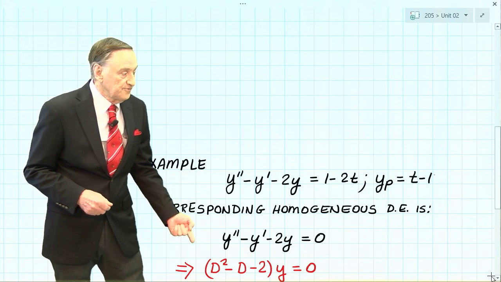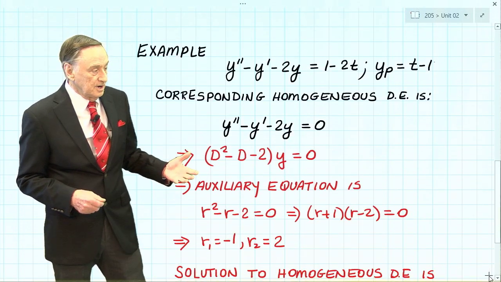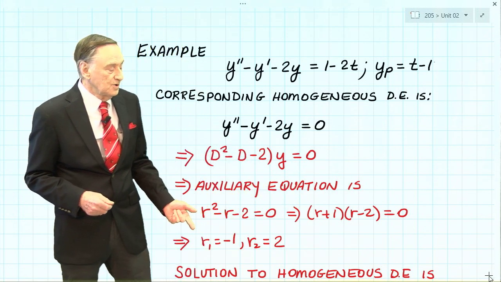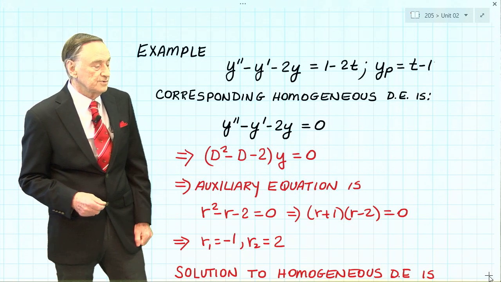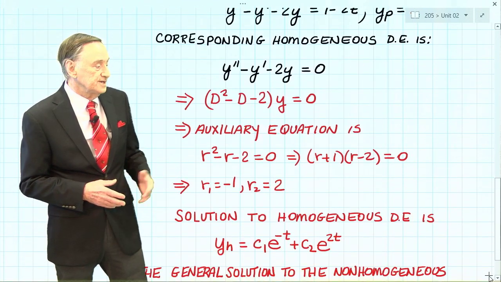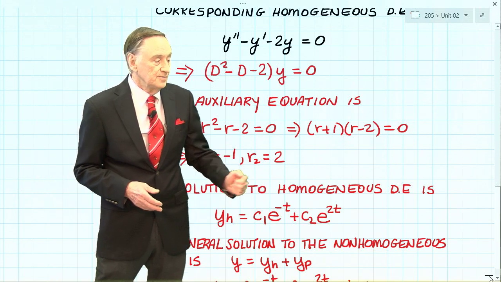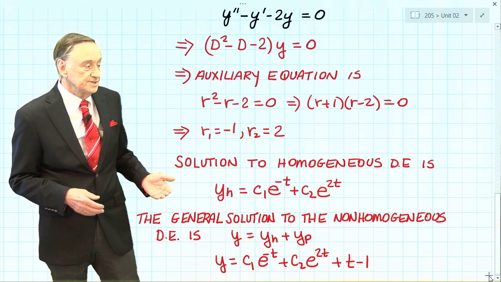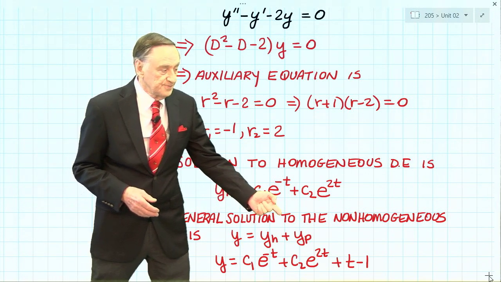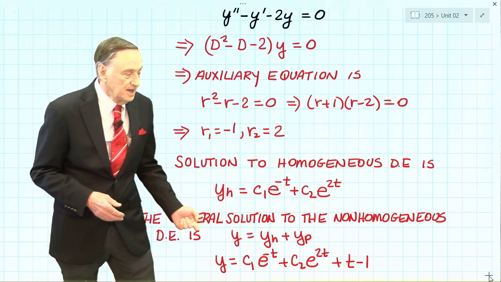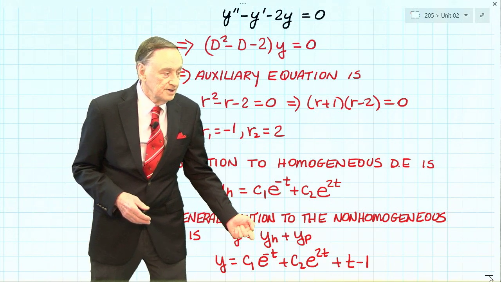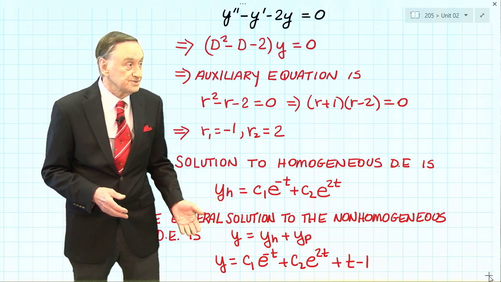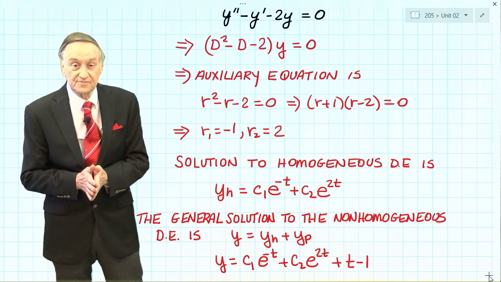And we get this in operator form, D squared minus D minus 2 operating on y is 0. That gives us this auxiliary equation, which factors. We get r1 equal to minus 1, r2 equal to 2. So we get the homogeneous solution, c1 e to the minus t plus c2 e to the 2t. And all we have to do for our general solution is to add y sub p and y sub h. And that's what you see right here. Based on the superposition principle, that is a solution to that given non-homogeneous differential equation.